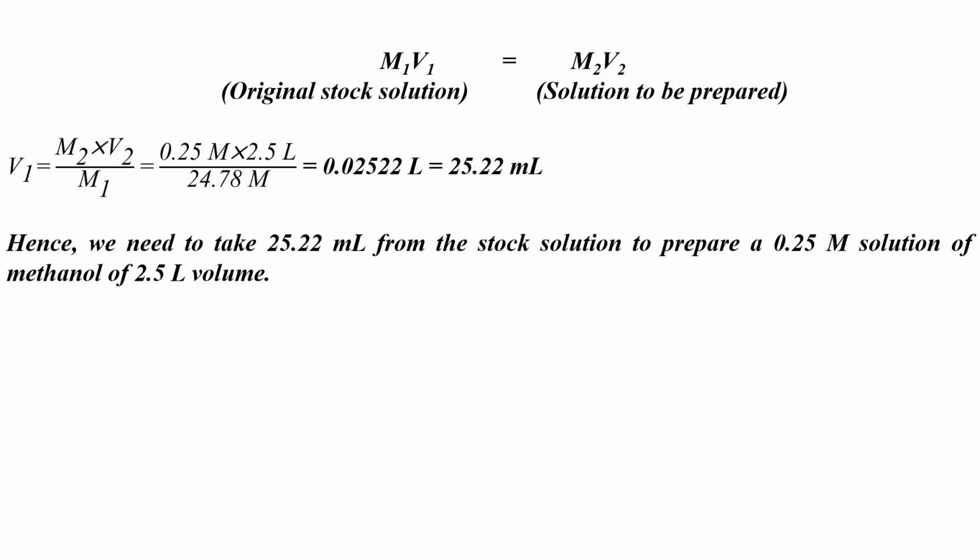We just calculated the value of M1, isn't it? What is it? It is equal to 24.78 molar. On substituting the values of M2 and V2 in the equation of V1, we get the answer 25.22 milliliters. So 25.22 ml should be taken out from the concentrated stock solution of methanol to prepare a 0.25 molar solution of 2.5 liter volume.